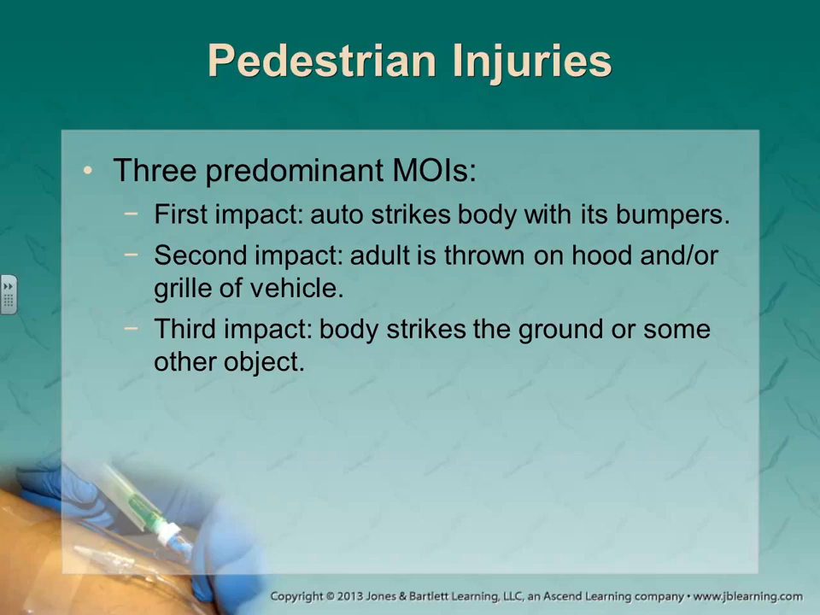Now pedestrian injuries. You got your first impact where the auto strikes the body. Second impact where the adult is thrown on the hood or the grill of the vehicle. What happens to the kid? He goes under. All right, they'll either go under or forward, right? And then you've got your third impact where the body strikes the ground. So you've got your car impact, body impact, ground impact. What does an adult do when he sees a vehicle coming at him? Turns, right, or tries to run.